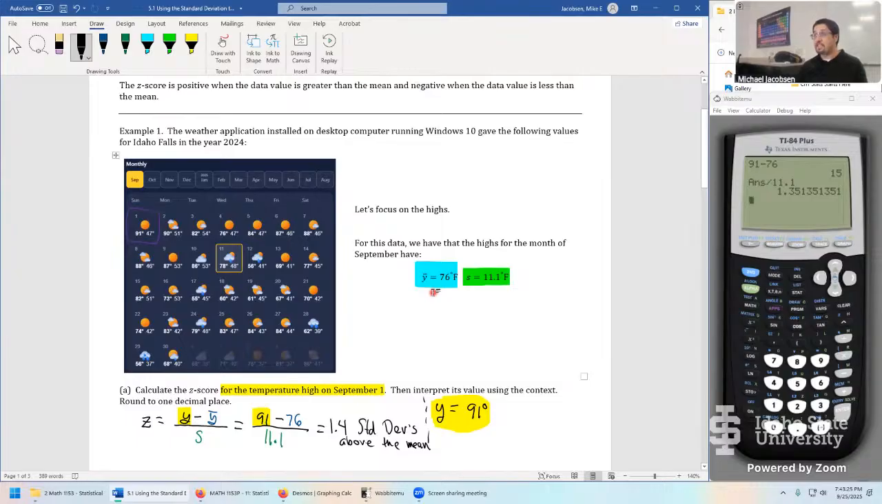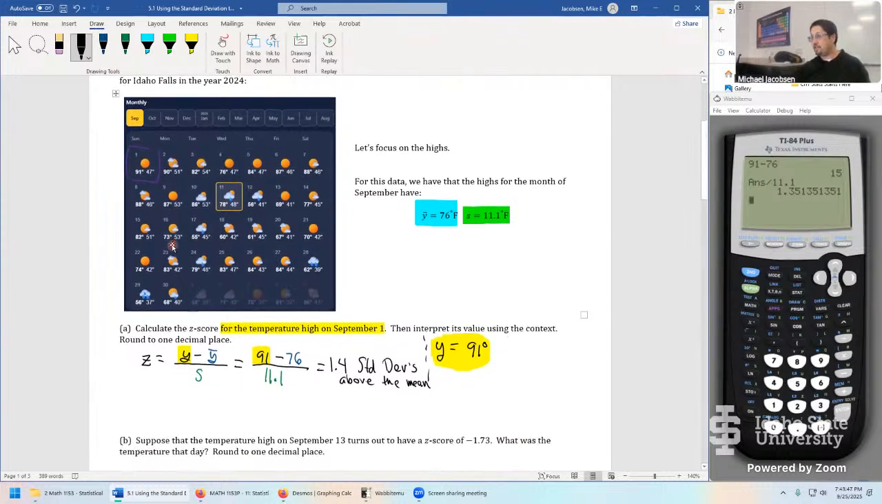When we're talking 76 degrees for the average, but the average is not the full story. The variability, how spread out the temperatures are, is just as important. The variability is actually pretty high in September. 11 degrees is a lot. That's why this is not too unusual. It's just on the high end of that variability.